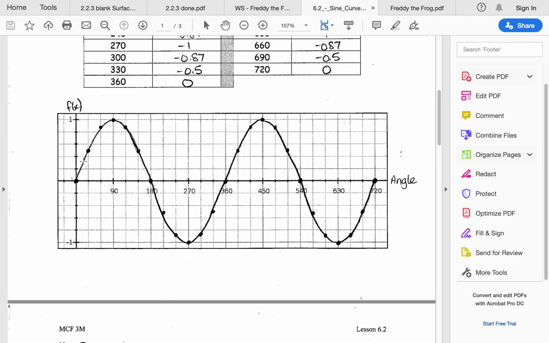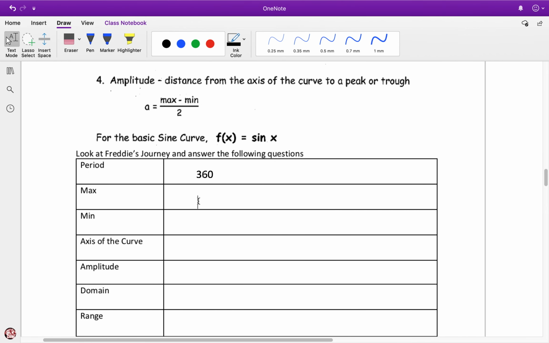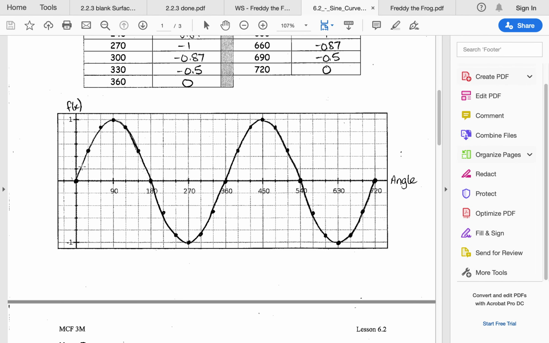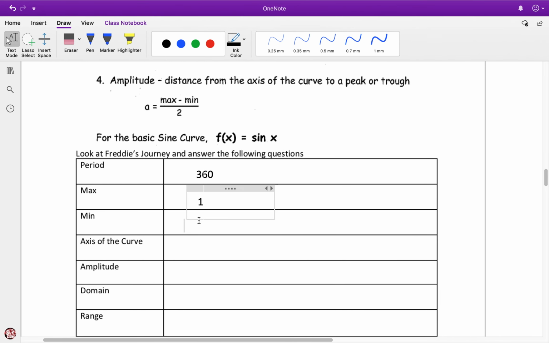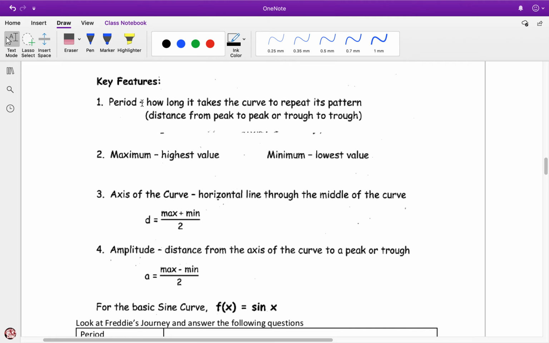Now what's our max? If we take a look at the graph here, if we follow along, our max appears to be 1. And what's our min? Our minimum is -1. So what we're doing right now is getting the characteristics of a standard sine curve, the function y equals sine x. So we've done period, we've done max, we've done min.